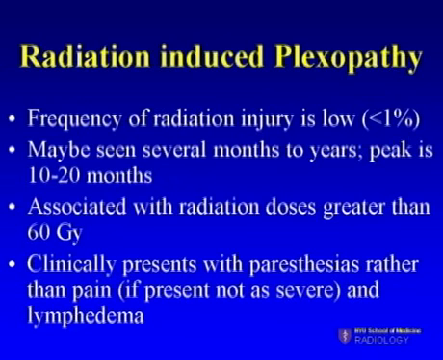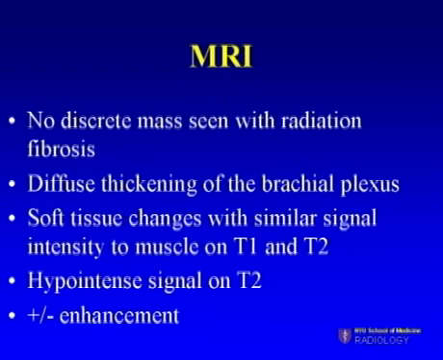Typically, in terms of neurologic manifestations, they have an upper involvement of the brachial plexus, so C5, C6, C7, as opposed to lower nerve root involvement. With MR, the key is to see no discrete mass. We may see diffuse thickening of the brachial plexus. And it's been described that we may see soft tissue changes with similar signal intensity to muscle on T1- and T2-weighted images. One of the keys looking at radiation fibrosis is to identify hypointense signal on the T2-weighted images.